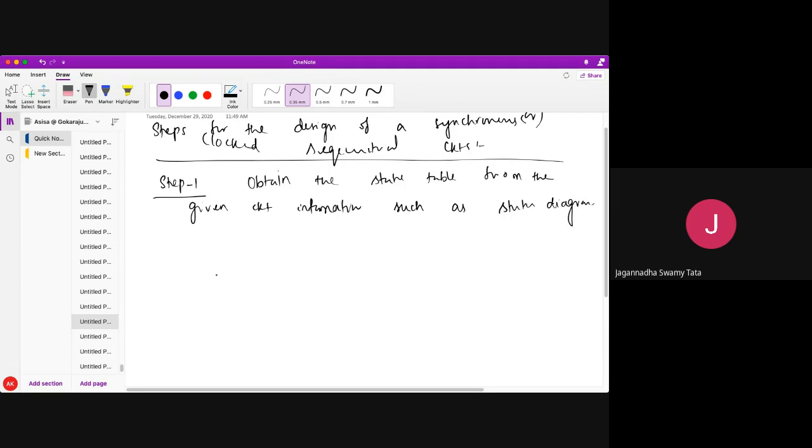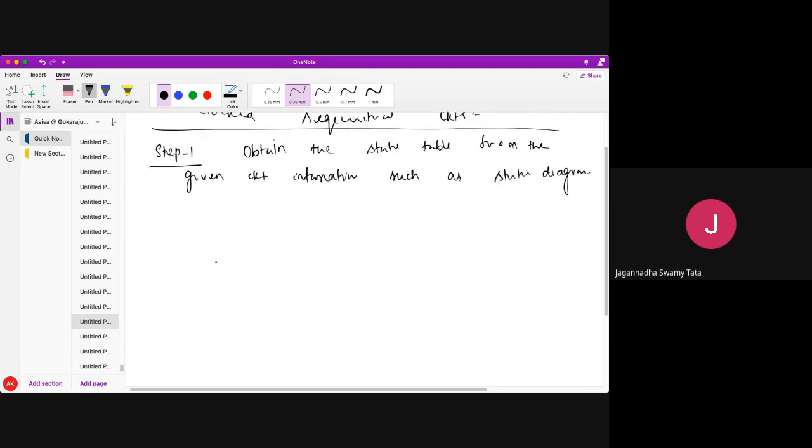So I'll tell it, don't worry. Next step, this is my step one. What he has told, along with the things I'll just explain you. Next, step two. Step two is reduce number of states if possible by using state reduction technique. I'll tell this also.